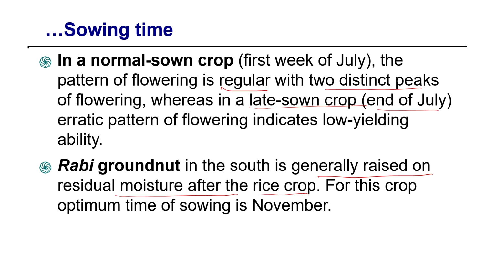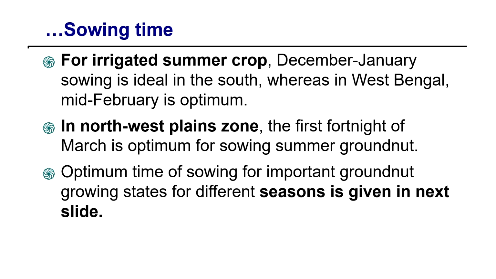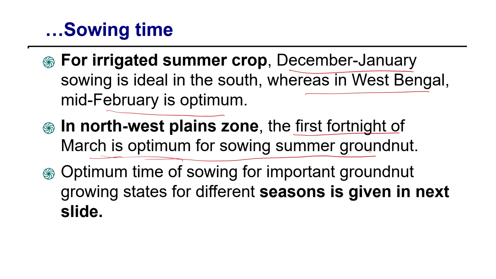Rabi groundnut in the south is generally raised on residual moisture after the harvest of the rice crop. For this crop, the optimum time of sowing is November in case of South India for Rabi groundnut. For irrigated summer crop, December, January sowing is ideal in the south, whereas in West Bengal, mid-February is optimum. In northwest plain zones, the first fortnight of March is optimum. Remember, this first fortnight of March is optimum for sowing summer groundnut. Some scope is there in Punjab, and in Rajasthan also.